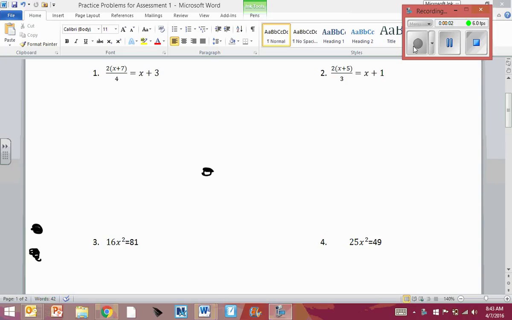Algebra 2B, Unit 10, work leading towards Assessment 1.